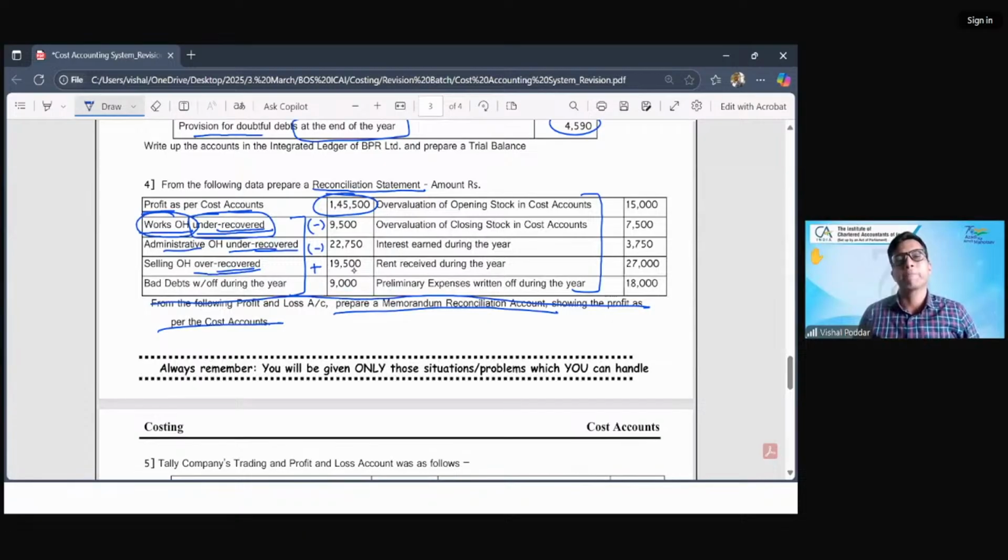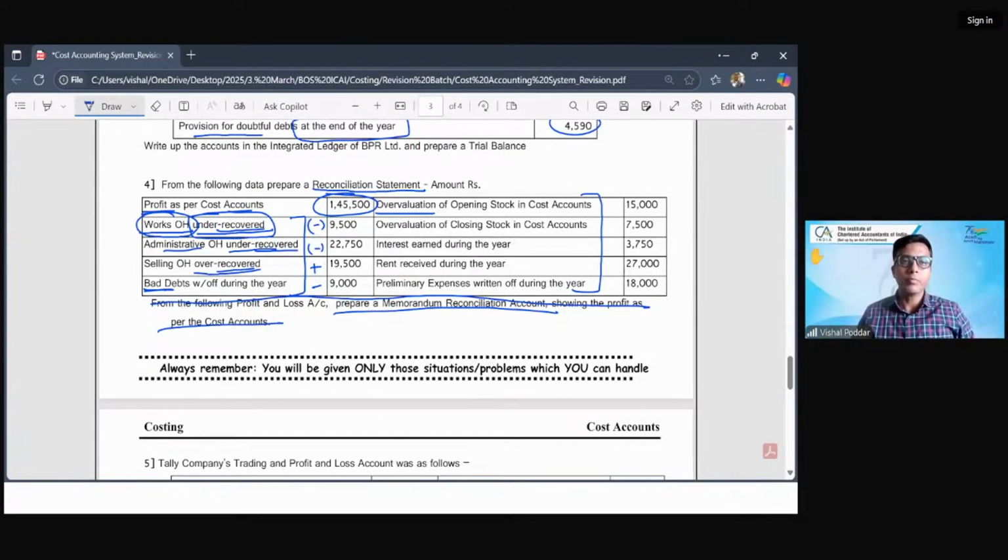Then comes bad debts. Now, bad debts is again an item which is only in one of the books, which is the financial books. So now I'll see what is the impact on financial. So this bad debts is an expense or a loss, and it is appearing only in my financial books. So the impact is my financial profit is appearing as less because of this bad debts. Now, in order to reconcile, my starting point is cost sheet, so I have to come down.